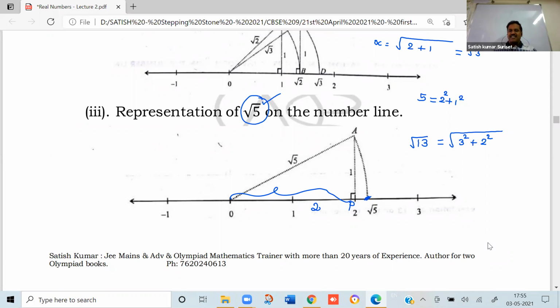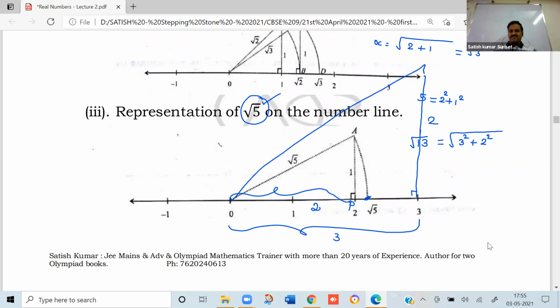That means horizontally take 3 units and vertically take 2 units. So this is 3 units. Now you draw a perpendicular here. How many units should we take here? 2 units, because here 3 units and here 2 units. And then join. Now this length will be what? Root of 13. Now again draw an arc. Somewhere it will intersect. So that point corresponds to what? Root 13. Okay.